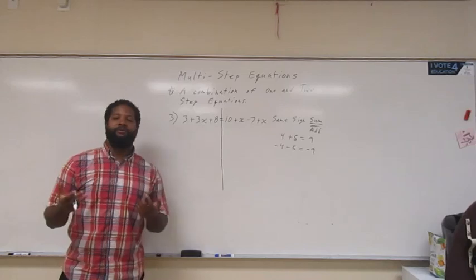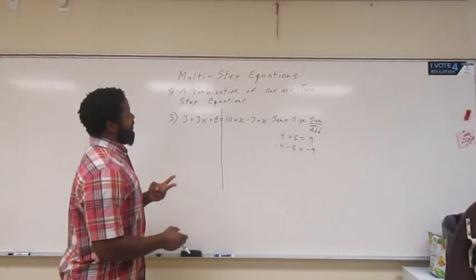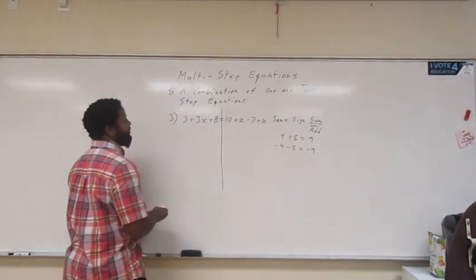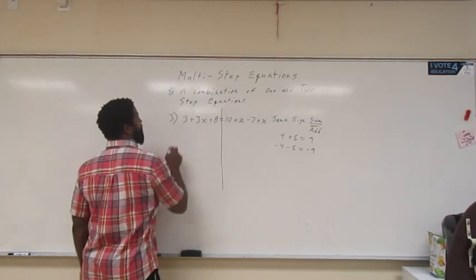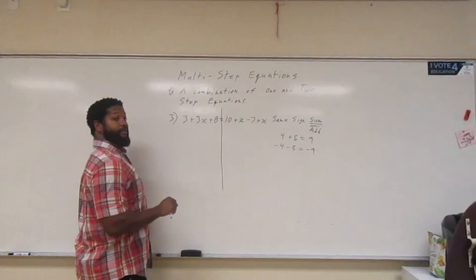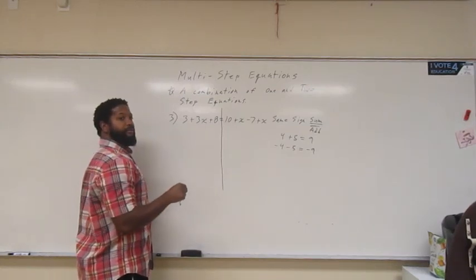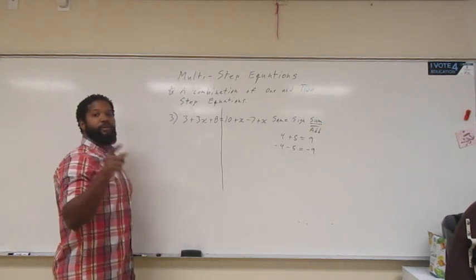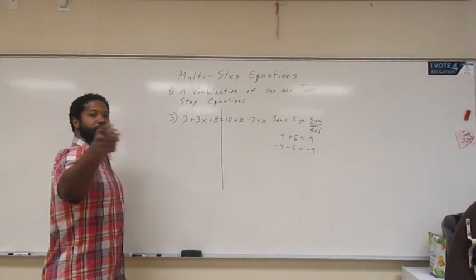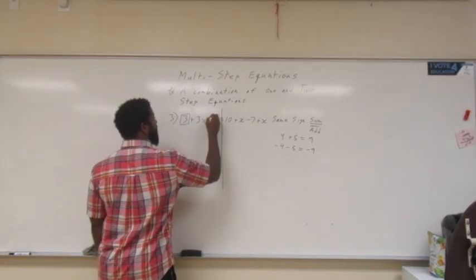If you have more than two terms on either side, you are going to be combining your like terms, okay? It's that simple. So, what are our two like terms over here? The 8 and 3. Good job. 8 and 3.